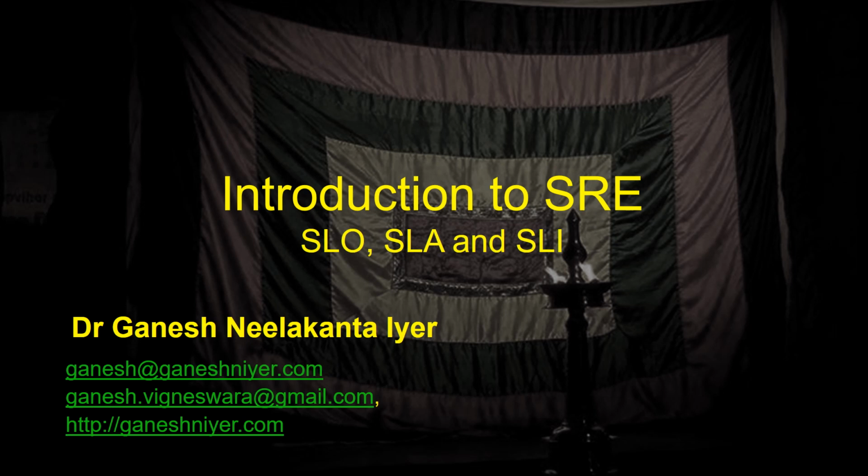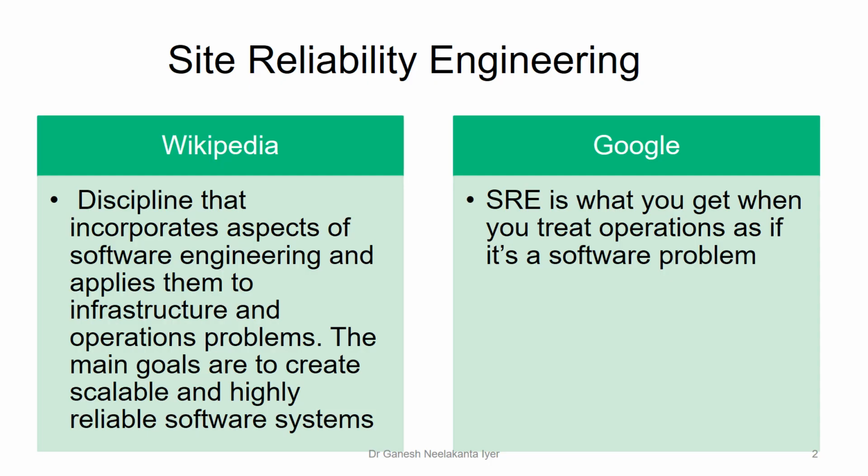In this video, I would like to brief you about SRE, Site Reliability Engineering, and some key metrics associated with SRE: SLI, SLO, and SLA. So what is Site Reliability Engineering? According to Wikipedia, it's a discipline that incorporates aspects of software engineering and applies them to infrastructure and operational problems. The main goal is to create scalable and highly reliable software systems.